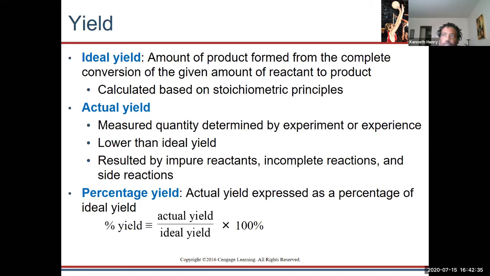So our last one, we calculated the ideal yield. If we had done that experiment, we would have our actual yield. And then what we typically do is put it in terms of percent yield. Percent yield is going to be your actual over your ideal, because in theory, your actual in real life is going to be less than your ideal. I'll explain why in a second.